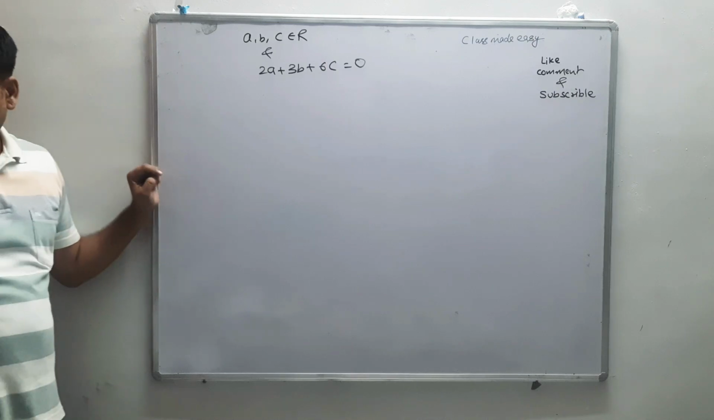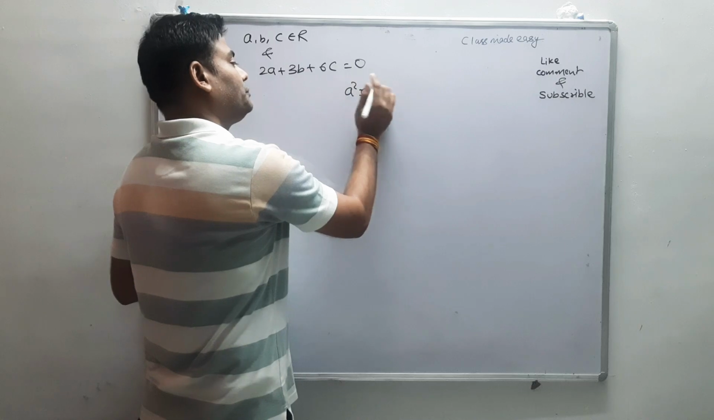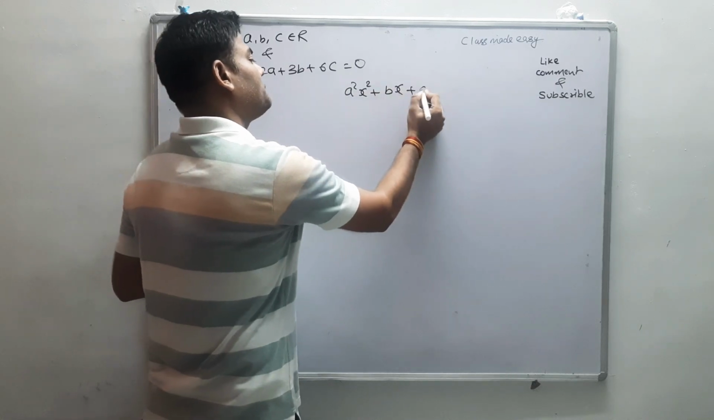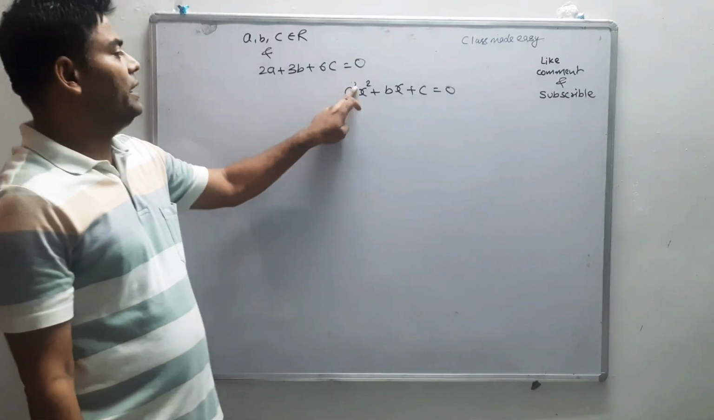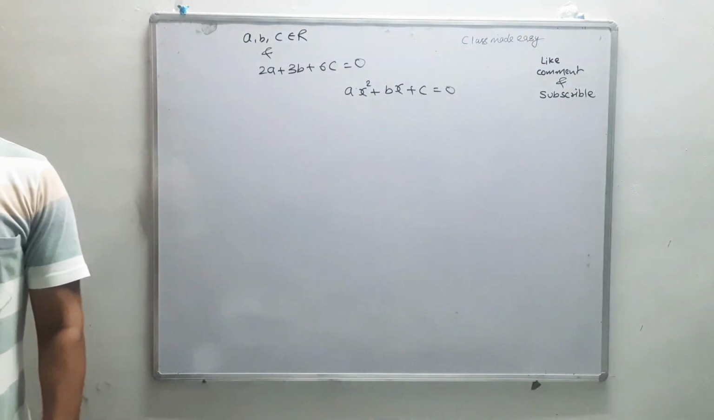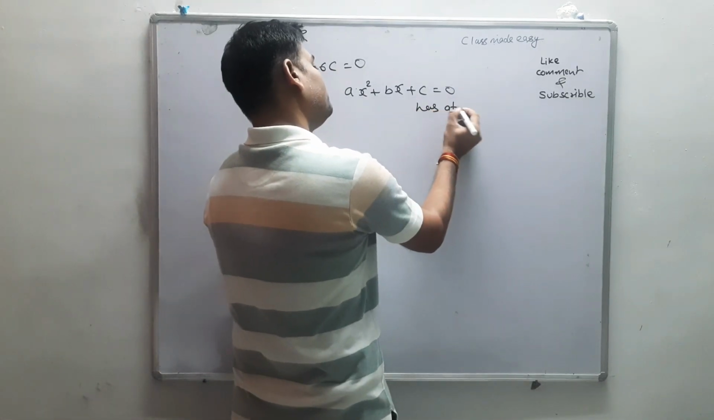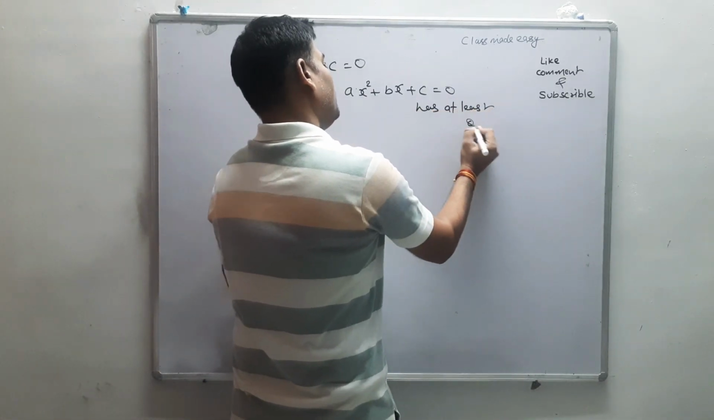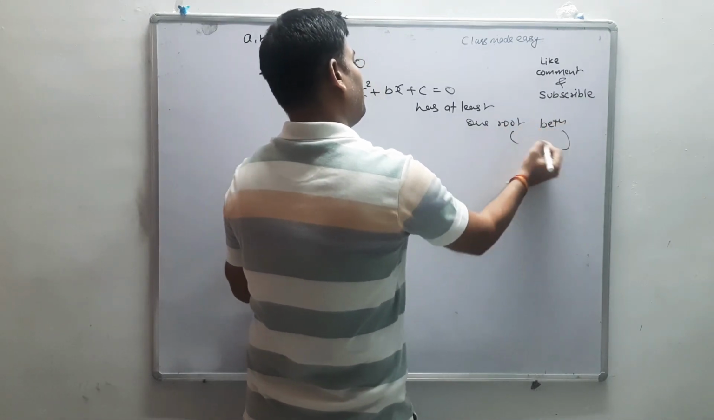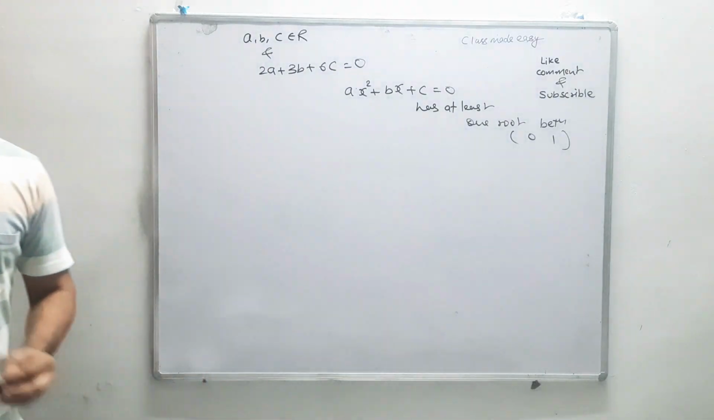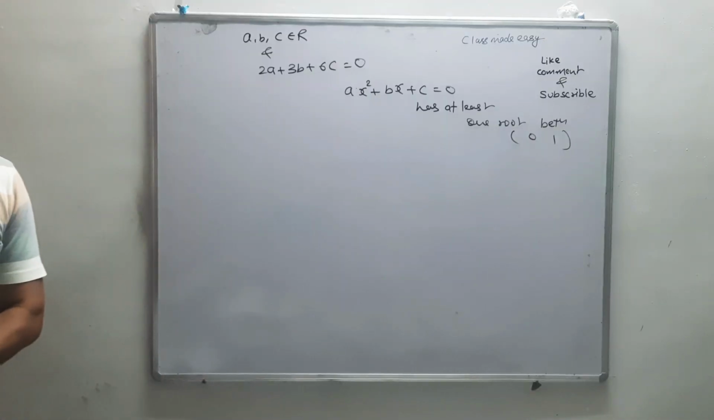Then we have to prove that the equation ax² + bx + c = 0 has at least one root between the interval 0 to 1. One root between 0 and 1. Okay, students, the problem is based on Rolle's theorem.